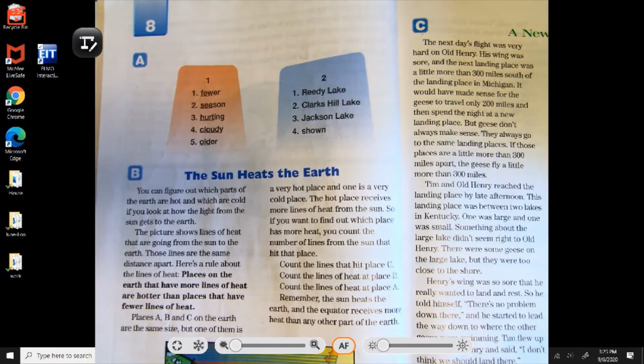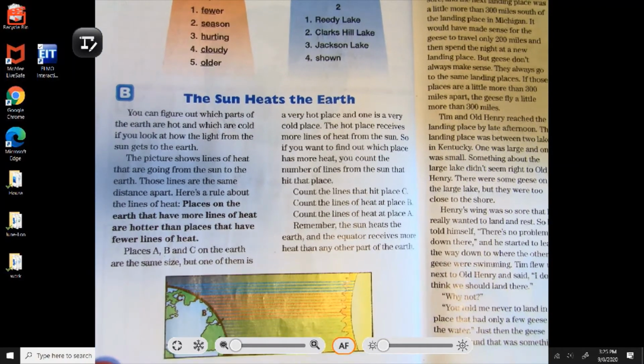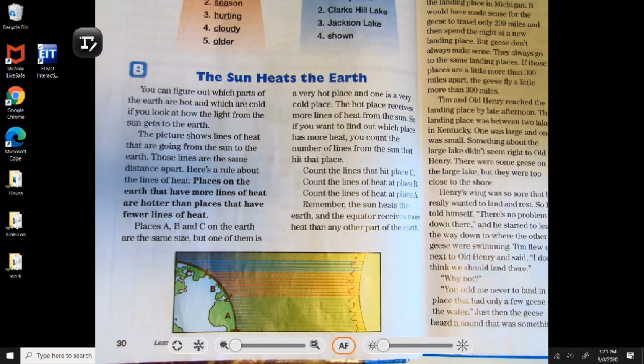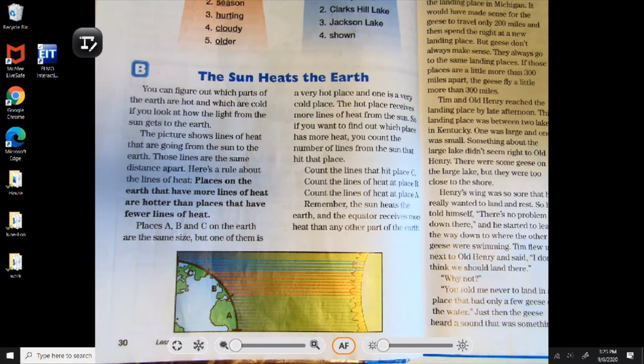Pause if you need to practice any of those. Otherwise, we are moving to part B. So scholars, we are going to continue our next story about Henry and Tim, but today we have an information passage first that gives us some facts about the sun heating the earth.